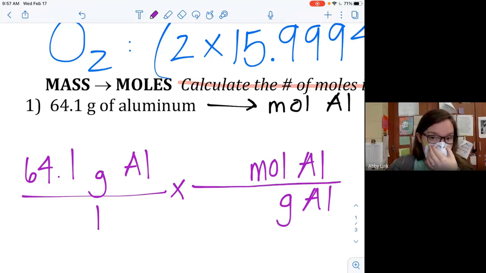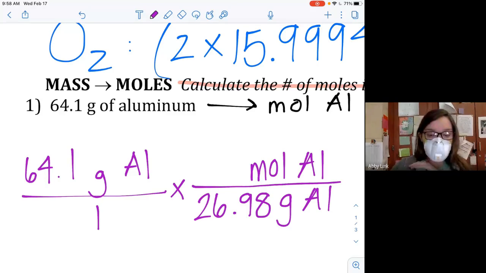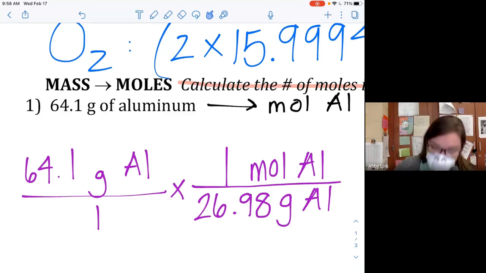For my grams of aluminum, I'll look at the periodic table. Aluminum's mass is 26.981538. Because we're using this molar mass in our conversion factor, we can round to 2 decimal places. So I'll go ahead and round that to 26.98. I know that aluminum's molar mass, 26.98 grams, is equal to 1 mole of aluminum. So I'm going to have 1 mole of aluminum in the numerator there.